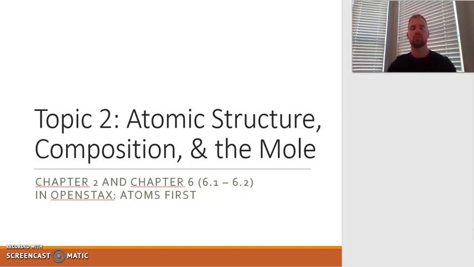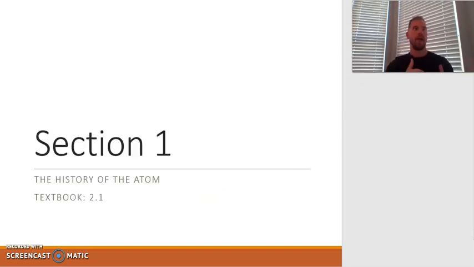Now that we have a good understanding of the chemistry essentials that we learned in Topic 1, we move on to Topic 2, which is talking about the atomic structure, composition, and the mole. So it's fitting that we start here because everything in chemistry comes down to the atom. The atom is the basic building block of everything that we do in chemistry. And so Topic 2 is going to be talking about how the atom is composed and how that relates to other concepts such as the mole.